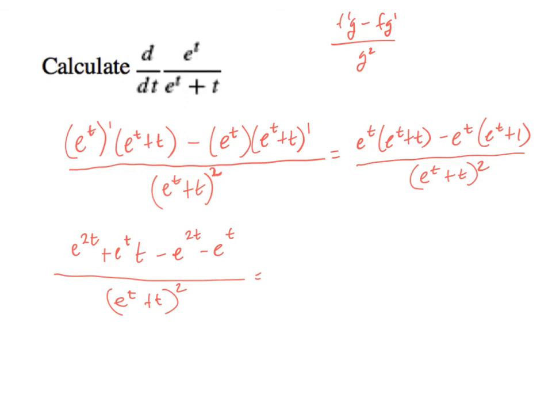e to the 2t's cancel up top. You can choose to factor the e to the t out of what's left or not. e to the t times t minus e to the t over e to the t plus t squared.